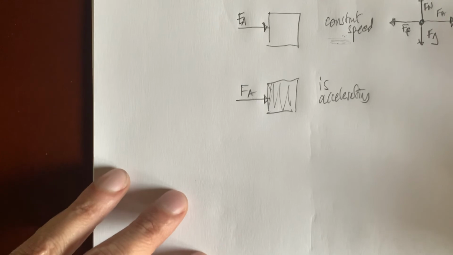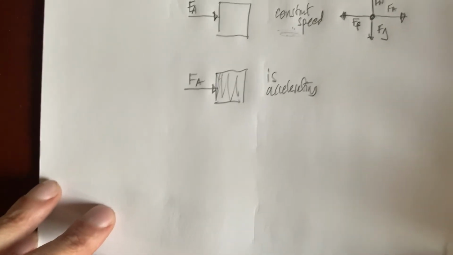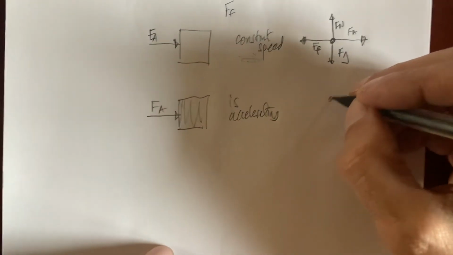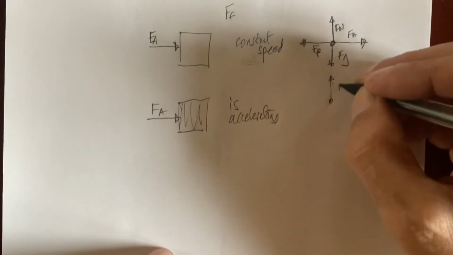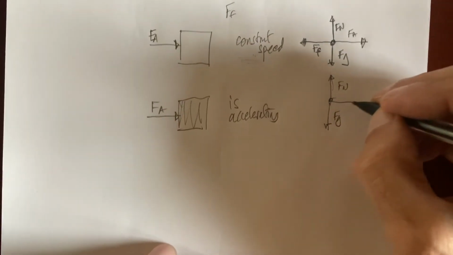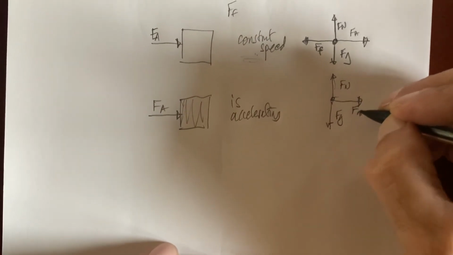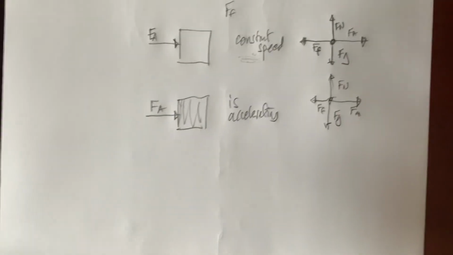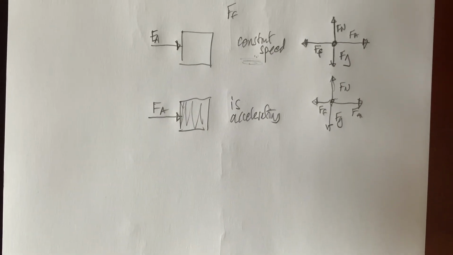How about an object that is being applied with a force and is accelerating? Means I'm pushing it beyond the force of friction and to make it go faster than that. So my free body diagram looks similar for Fn and Fg, again, both being the same size. But this time my force applied will be larger than the force of friction. And so there's a free body diagram for that situation.